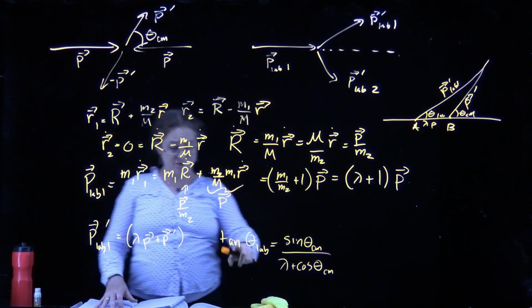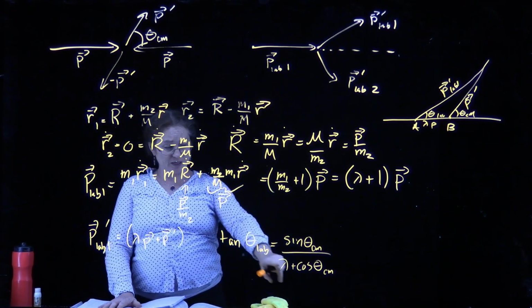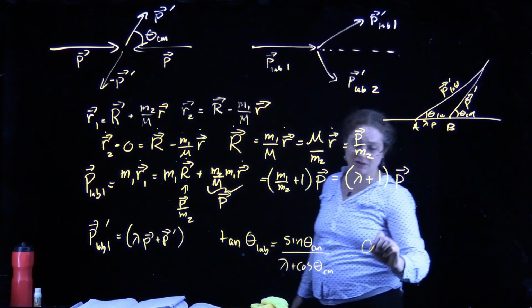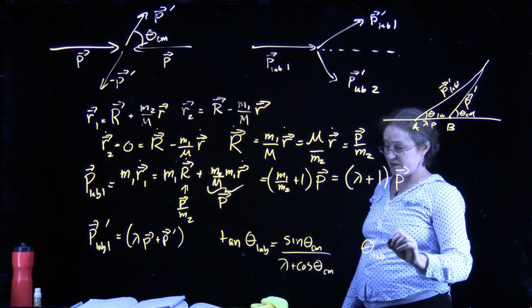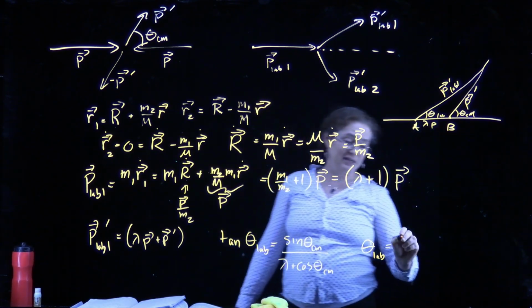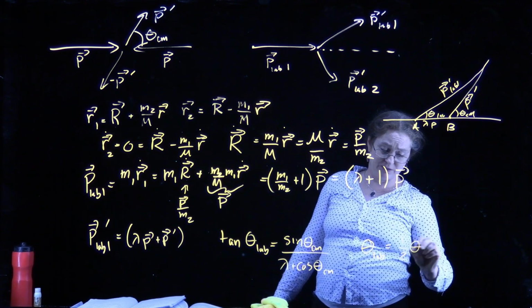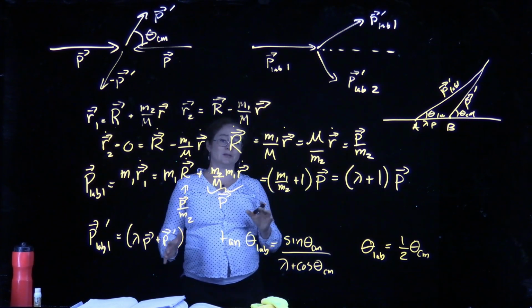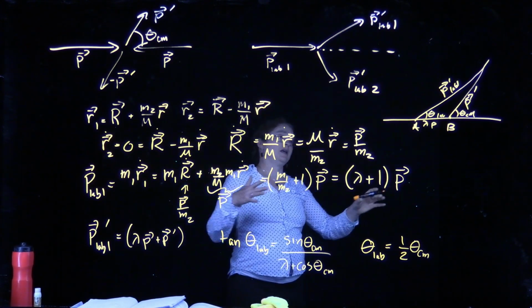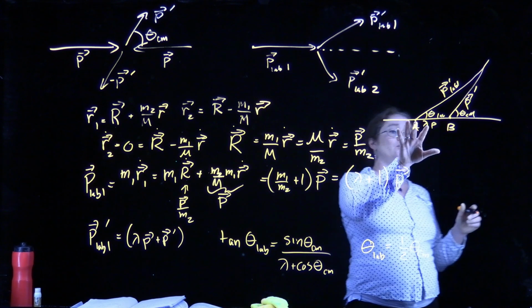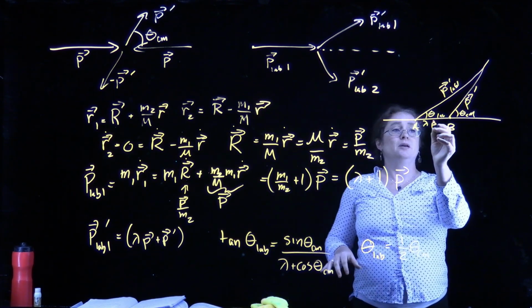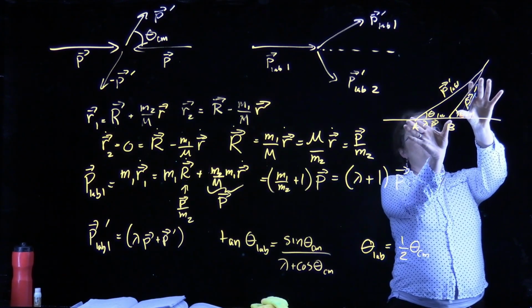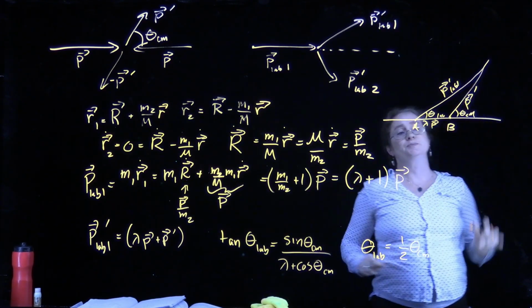And then here, if the masses are equal, lambda is 1, and this simplifies so that the angle in the lab is exactly half of the angle in the center of mass. So that makes sense, that if your masses are equal, this is equal to P, and P is equal to P prime. So these two lengths are equal.